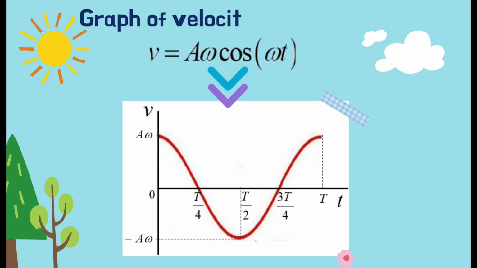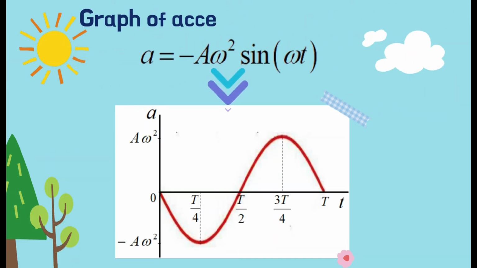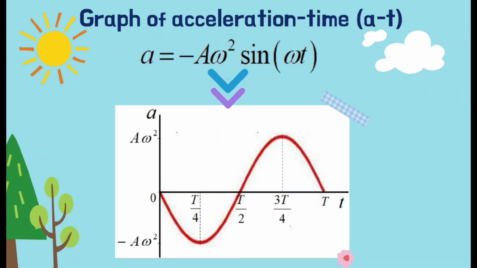The second graph is graph of velocity time, or v-t graph, and v is equal to A omega cos omega t, and from this graph we can find out what is the v maximum, A omega, and also the period for the oscillation. And then the next graph is graph of acceleration time, or a-t graph. From the equation, a is equal to negative A omega squared sine omega t, and from this graph we can find out what is the maximum acceleration, A omega squared, and also the period of the oscillation.